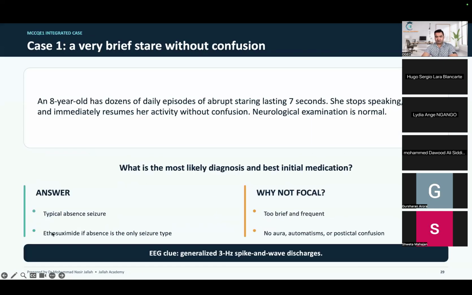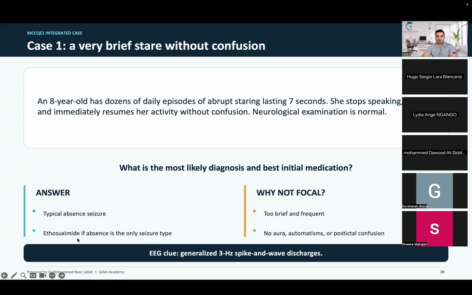Now we are doing a few cases. An 8-year-old has dozens of daily episodes of abrupt staring lasting 7 seconds. She stops speaking, blinks, and immediately resumes her activity without confusion. Neurological examination is normal. What is the most likely diagnosis and best initial medication? The patient is absent, right? Staring lasting 7 seconds, the patient is not speaking and also blinks. So the answer: typical absence seizure.